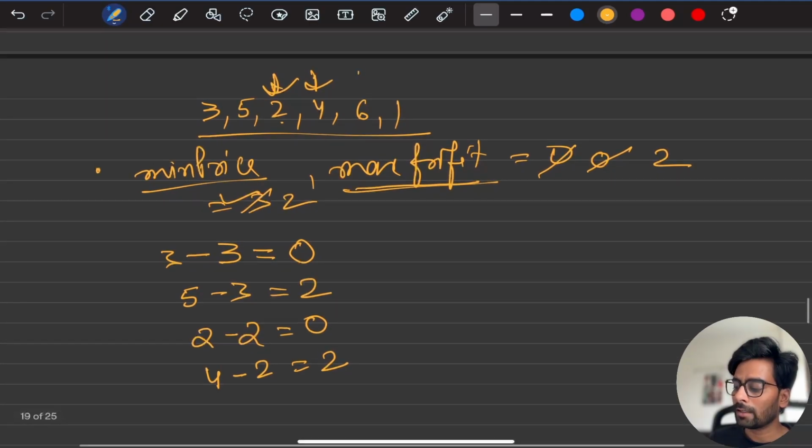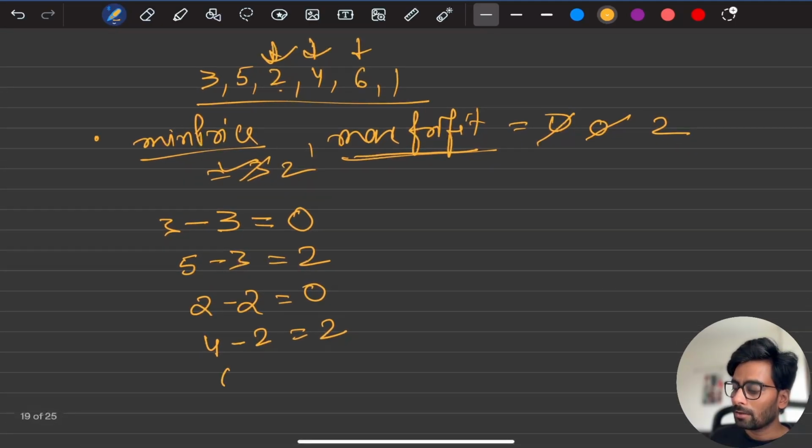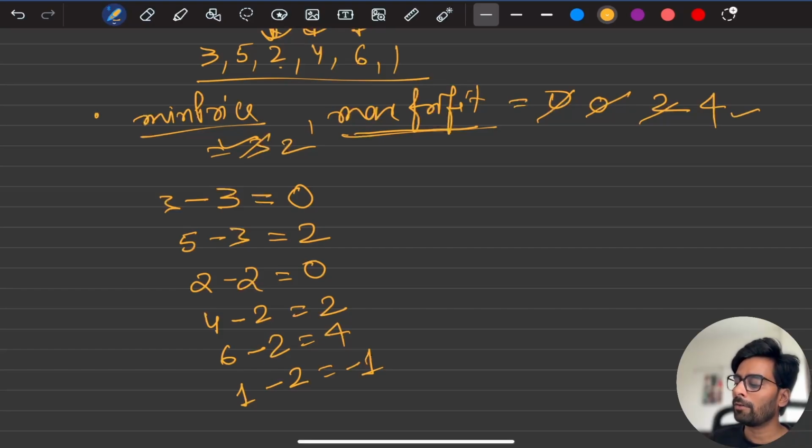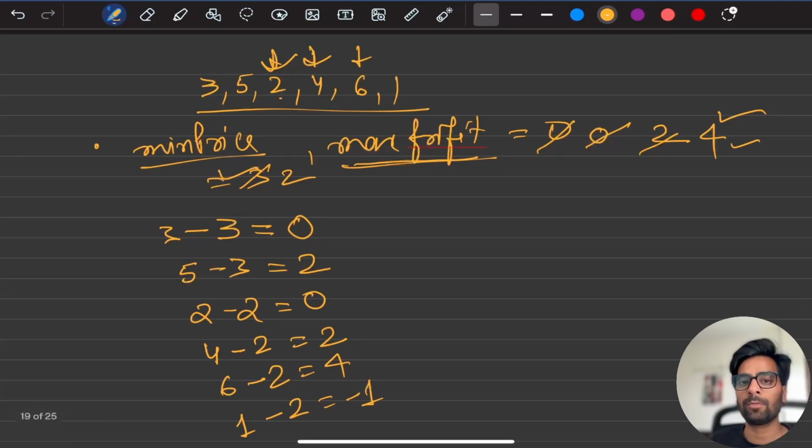Now we will go to 6. So at 6, what we are going to do, 6 minus the minimum price. The minimum price is again 2. The profit we are getting is 4, which is more than the previous max profit. So we'll update that. Now we will come to 1. So 1 will be my selling price and the cost price is still 2. So I'm getting a loss, which is definitely less. So I'll not update it. So my final answer would be 4 only. So you see that I'm calculating profit at each of the steps.